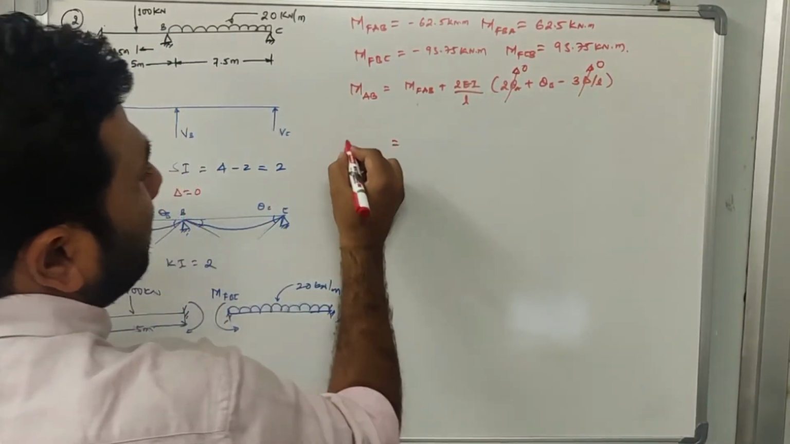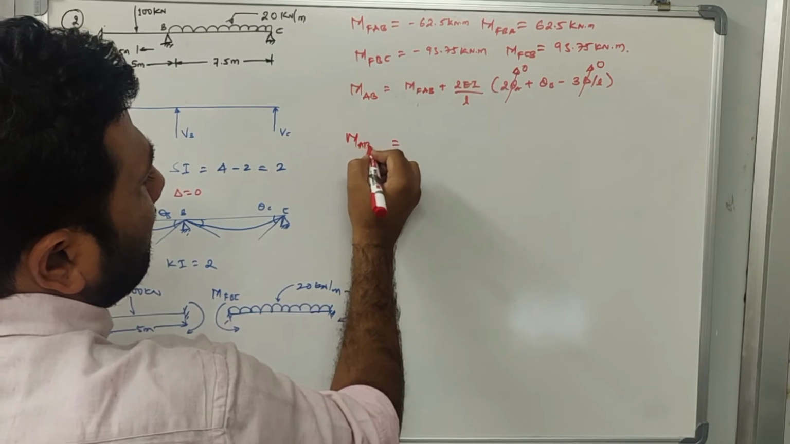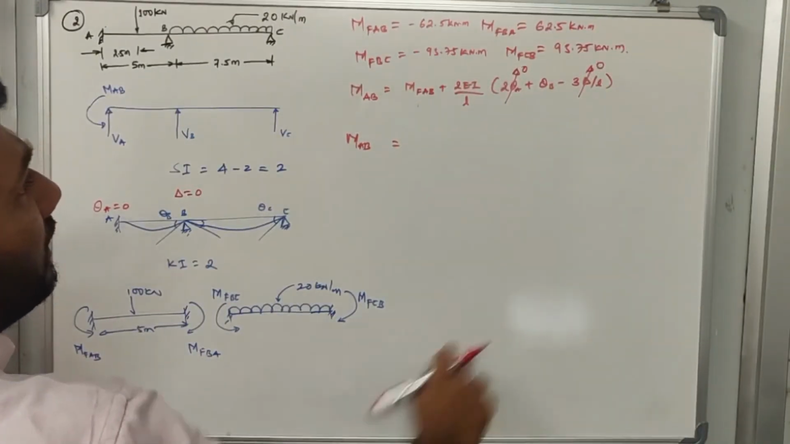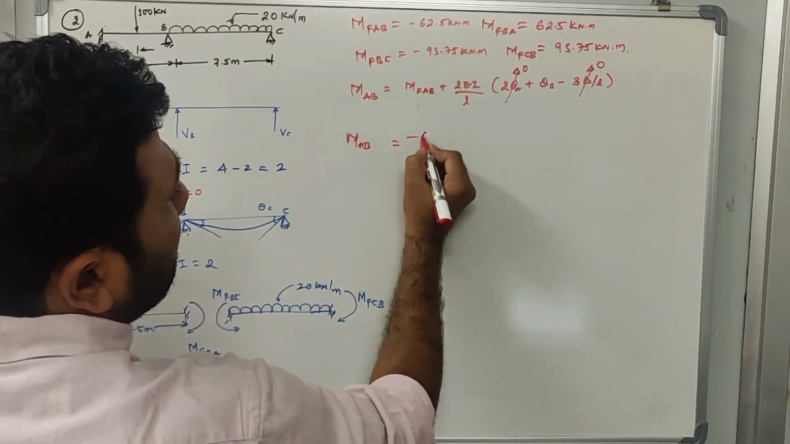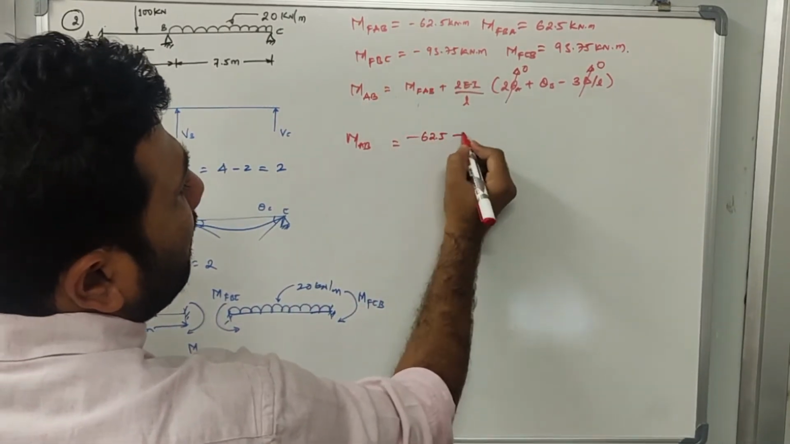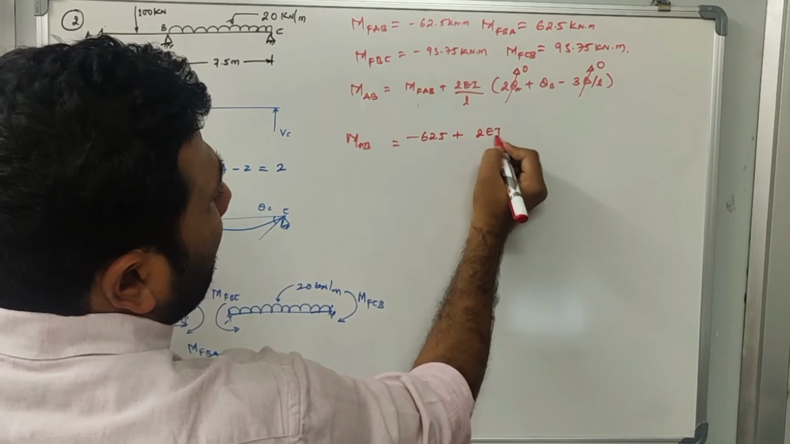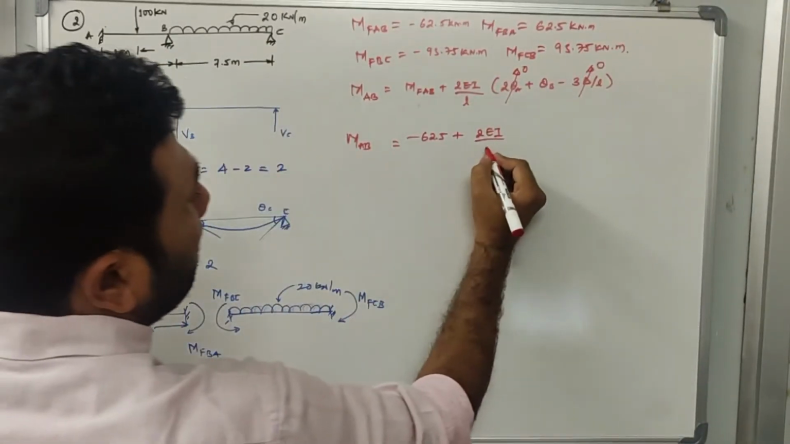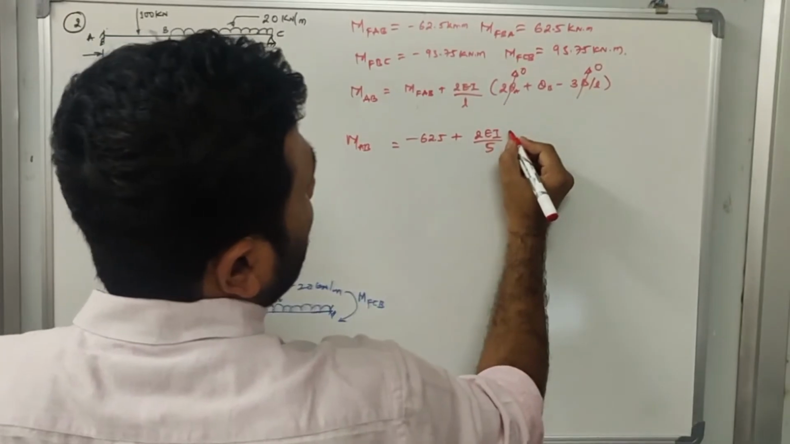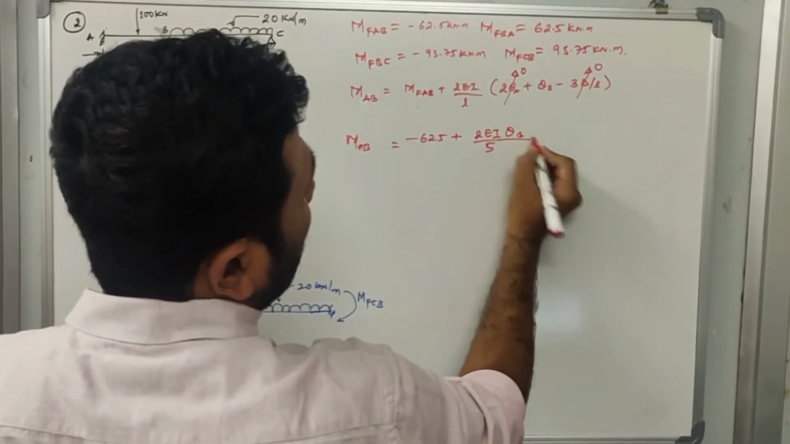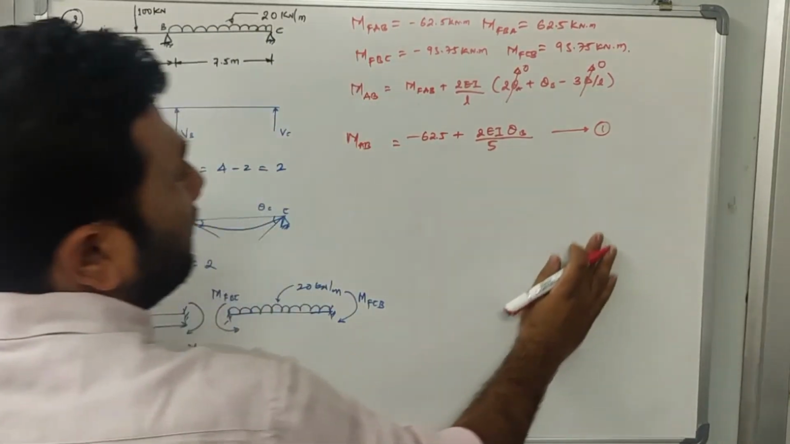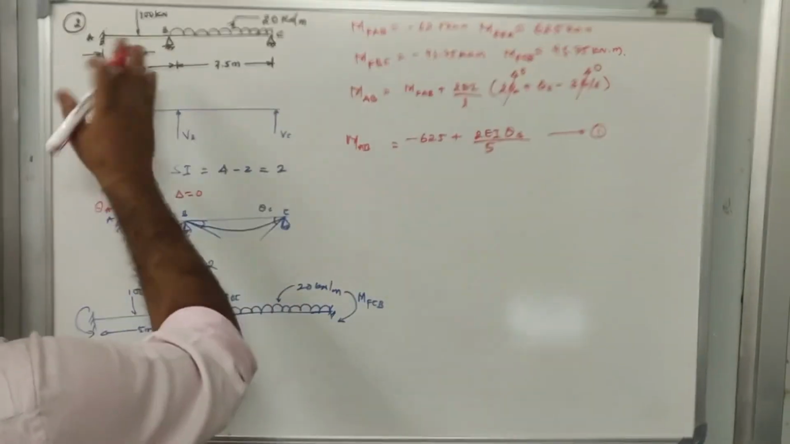Now what will this equation be? MAB is equal to, how much is MFAB? MFAB that we calculated is minus 62.5 plus 2EI divided by L. How much is L? The length of member AB is 5 meter, into theta B. So this will be your first slope deflection equation for AB.